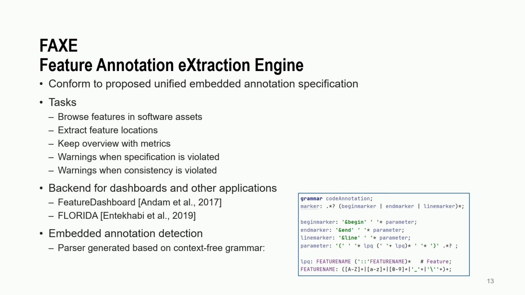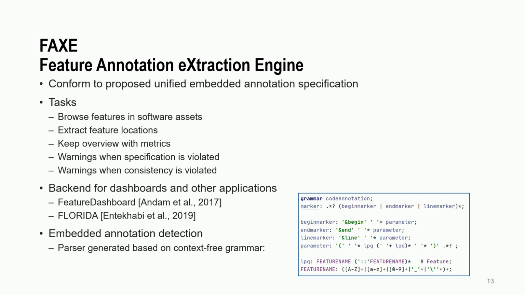Now we want to use this information. For this, we developed the tool FAXE, which is a short form for Feature Annotation Extraction Engine, and conforms to our proposed unified embedded annotation specification, and fulfills the main tasks to browse features in your software assets, provide the feature locations, and with the provided metrics to keep the non-technical overview. Whereby it provides warnings when a specification is violated or there is any inconsistency. With this, it can serve for dashboards and other applications as discussed before.